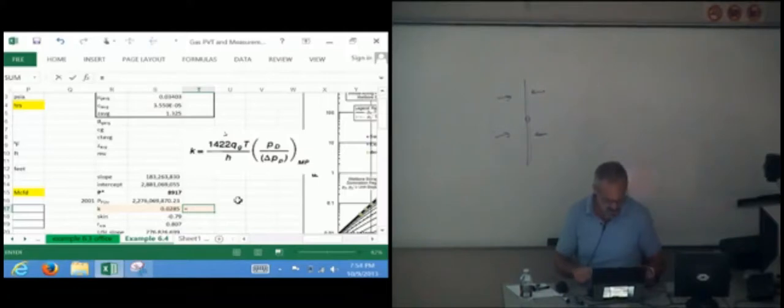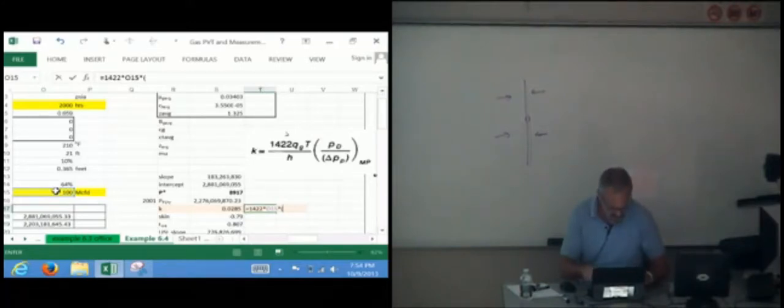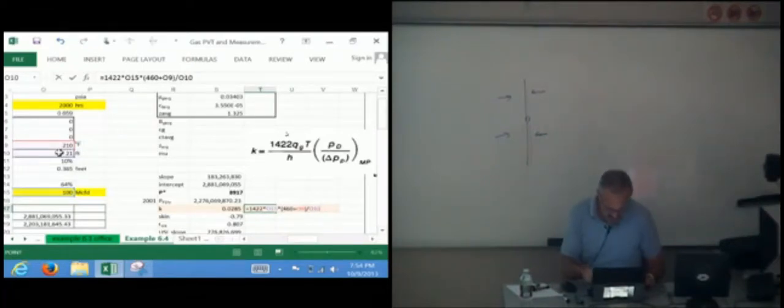Perm equals 1422 times the rate times reservoir temperature. No one's ever going to make a mistake again about adding 460, are they? Divided by H, times P sub D over delta pseudo pressure match point.